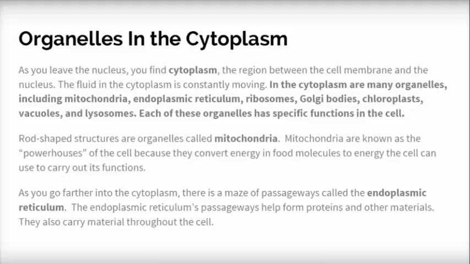Rod-shaped structures are organelles called mitochondria. Mitochondria are known as the powerhouses of the cell because they convert energy in food molecules to energy the cell can use to carry out its functions.